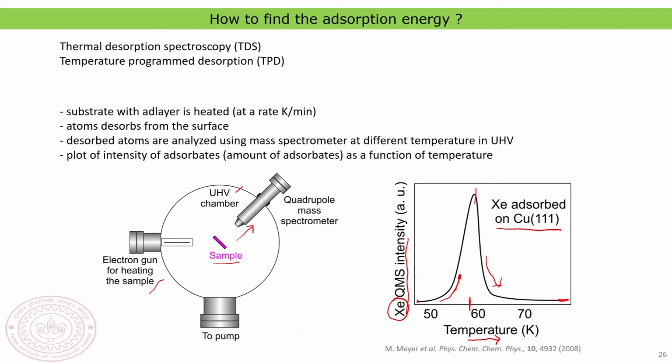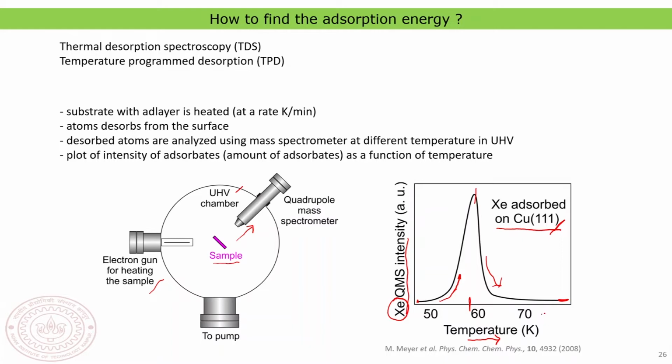That is of course low, but depending on the nature and the type of adsorbate atoms or adsorbate molecules on the surface, and also the type of surface, you will find that the peak temperature varies. Now, thermal desorption spectroscopy, we can do in different ways.